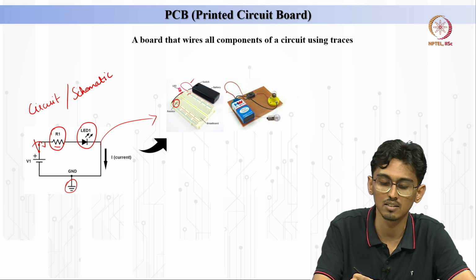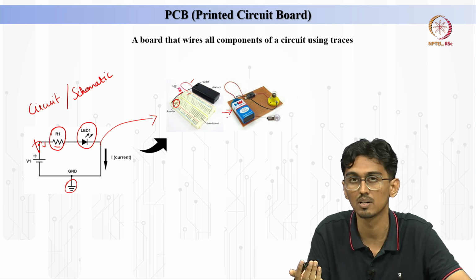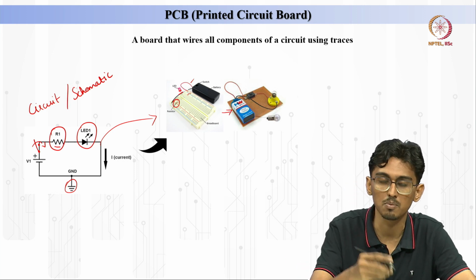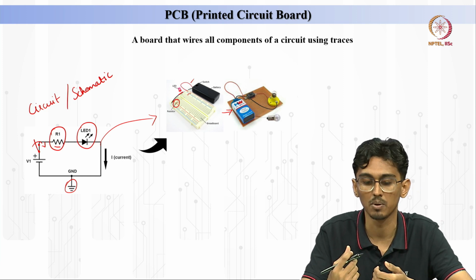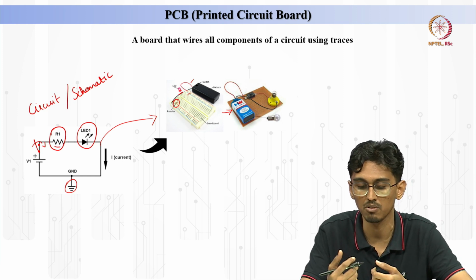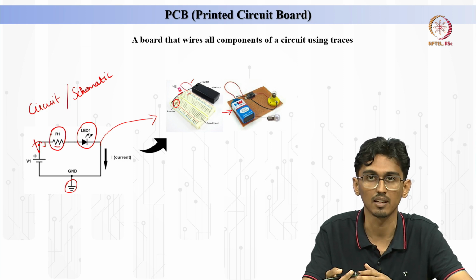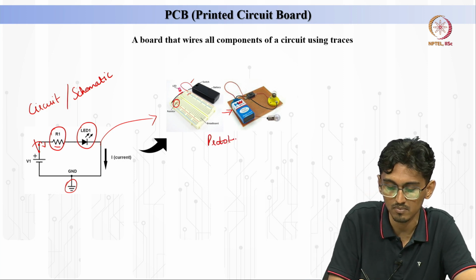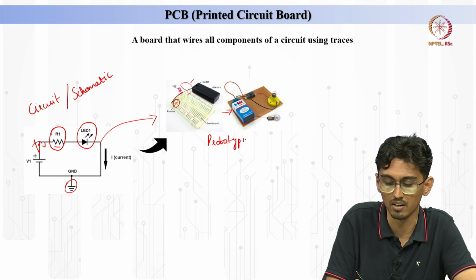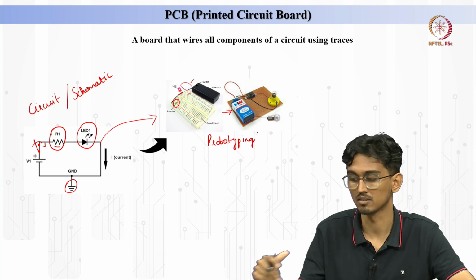The same configuration can be soldered onto a perf board. So here you just plug and use it, or here you have to solder the components onto each other on a perf board and use it. Both of these are good for prototyping. Okay. So why do we need a printed circuit board?